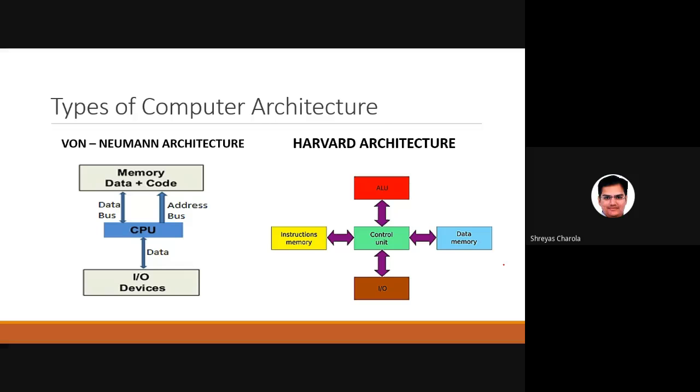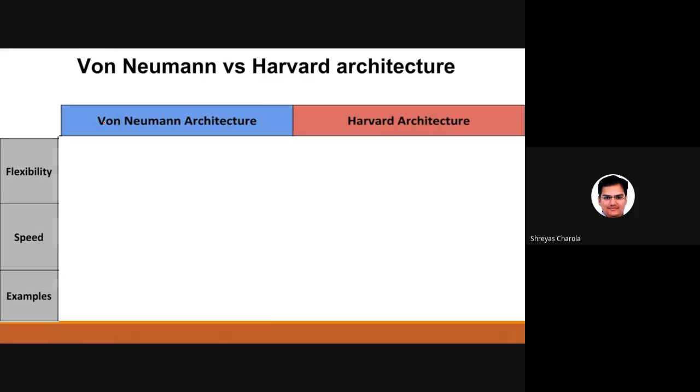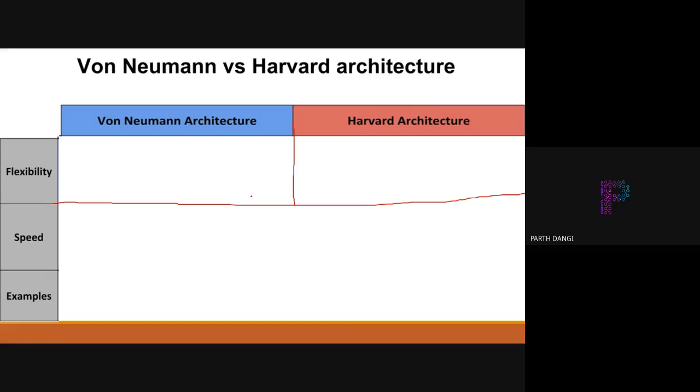Now, let us differentiate these two things in terms of flexibility, speed, and example. Let us talk first about flexibility. Which will give you more flexibility? Harvard architecture. Flexibility in terms of what I'm asking?